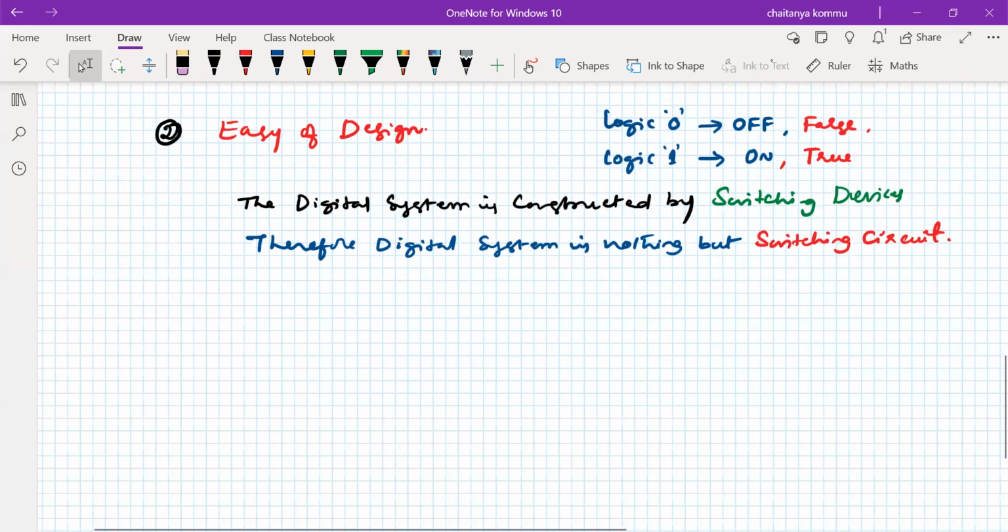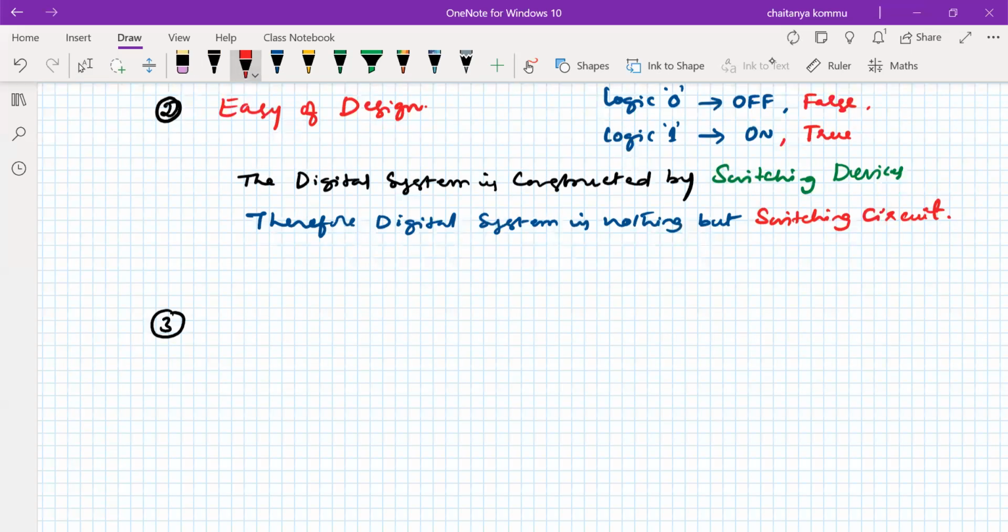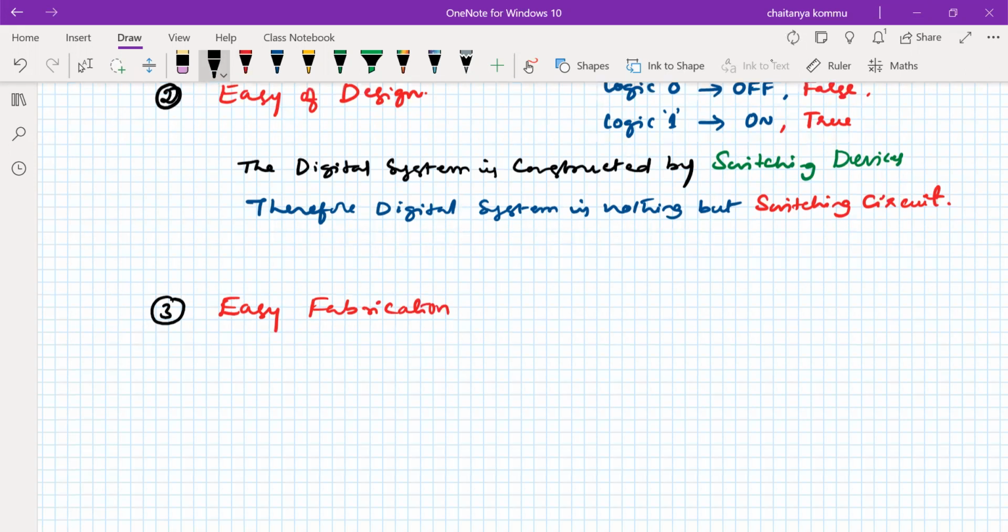The third important point: there are so many advantages, but I want to write a few here. It's easy to fabricate, easy fabrication. Fabrication means manufacturing. The switching devices used in your switching circuitry are nothing but transistors, the MOS transistors that we use. You might have seen that transistor. What do you mean by a transistor?